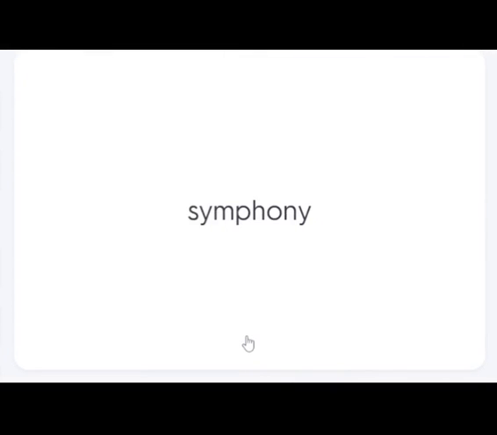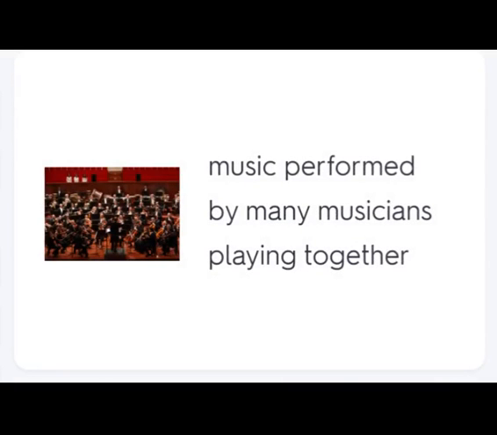And then the last word that you have on your chart is symphony. Symphony is going to be music that's performed by many different musicians, all playing together, making those beautiful sounds at the same time.